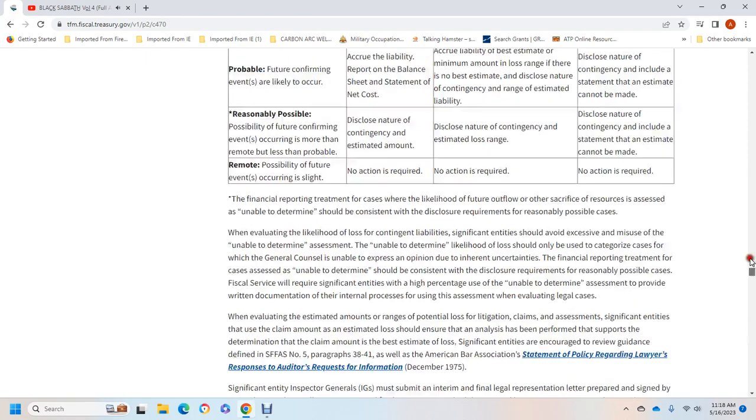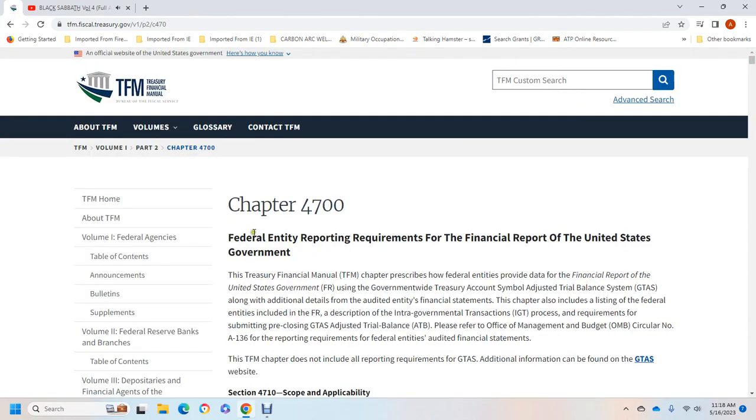And that was part 3, completing Chapter 4700, Federal Entity Reporting for the Financial Report of the United States Government.